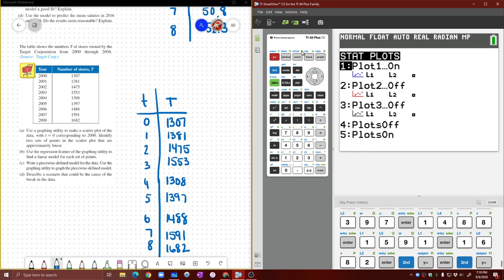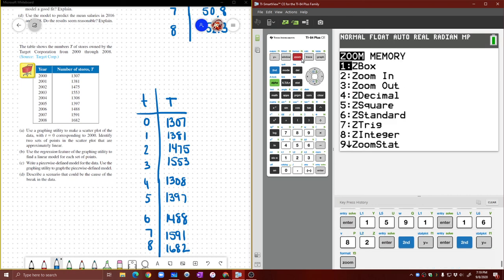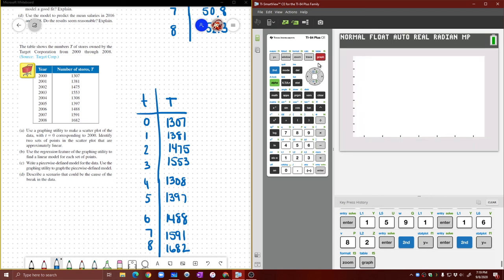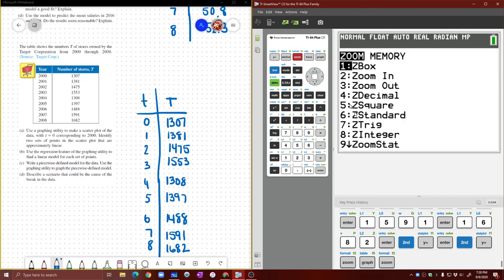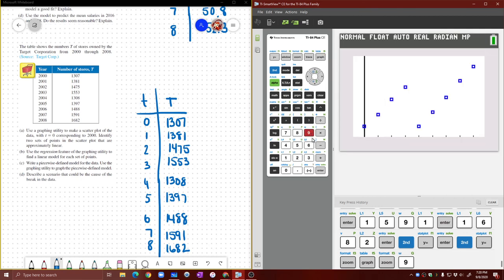Now, this is the thing you do have to do every time. Every time you change the data, hit zoom and zoom stat. So I'm going to show you right now, what if I didn't do that? What if I just hit graph, Mr. Sardui? Who cares? That's why you don't hit graph. Because now it's like, oh, something happened. The calculator's broken. No, it's not broken, Bill. It's that we're zoomed in wrong. So this is why we do zoom first and zoom stat.